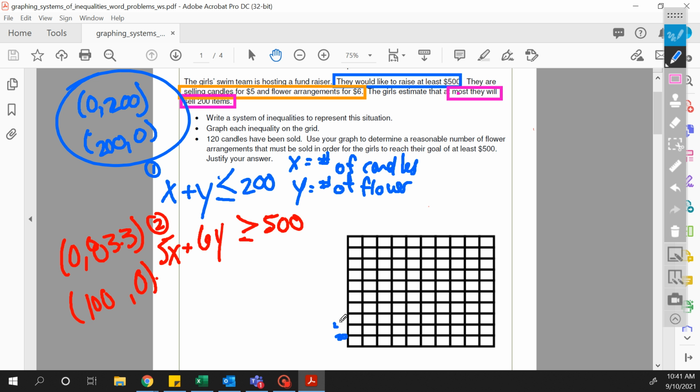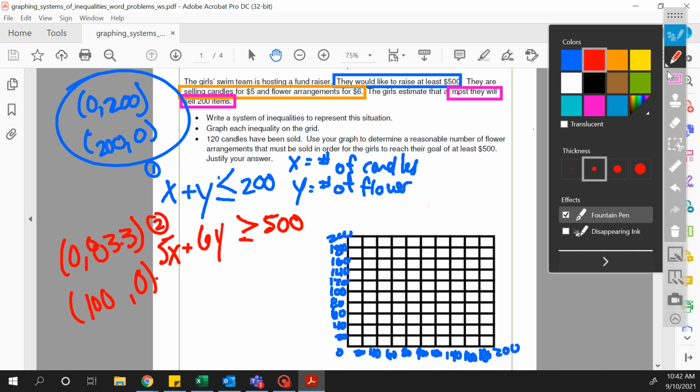So 20, 40, 60, 80, and this is 0. 100, 120, 140, 160, 180, and 200. Okay, same thing on the other axis: 20, 40, 60, 80, 100, 120, 140, 160, 180, and 200. It's kind of hard to see because I don't have a lot of room down here.